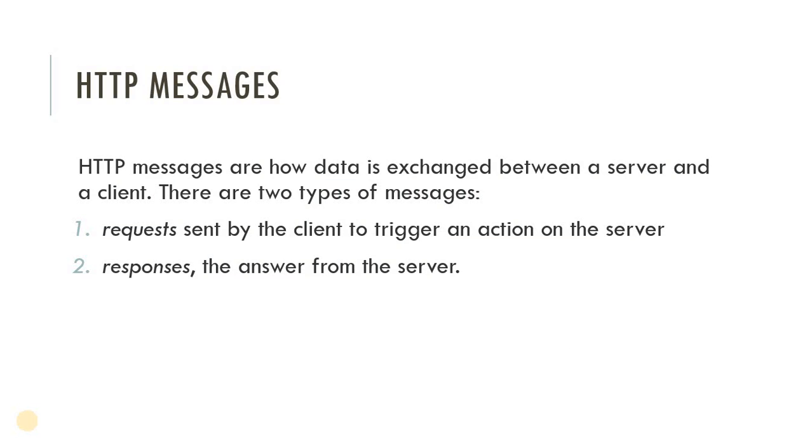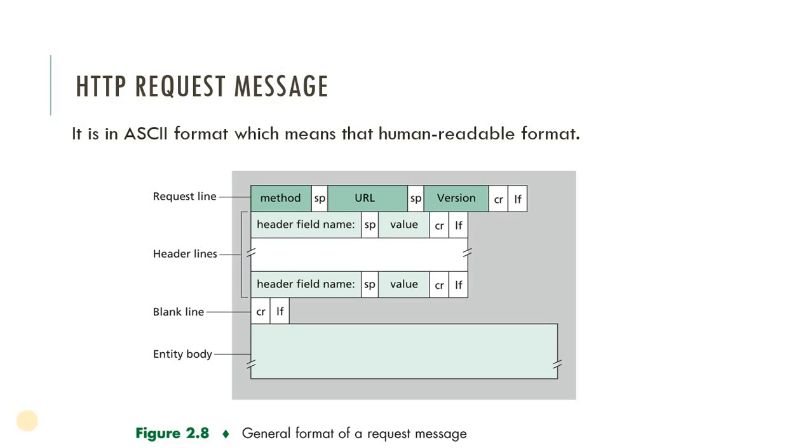Now let's understand what is a HTTP messages. So HTTP messages shows how data is exchanged between a server and client. So there are mainly two types of messages. One is a request message and second is a response message. A request message sent by the client to trigger an action on the server, and the response messages are the answer from the server. So let's start with the request message. So the first is a HTTP request message.